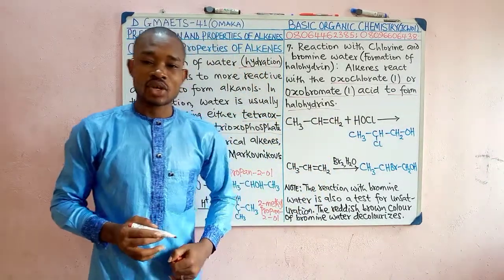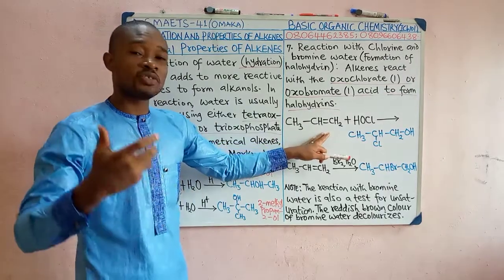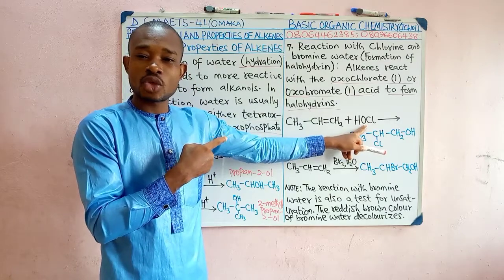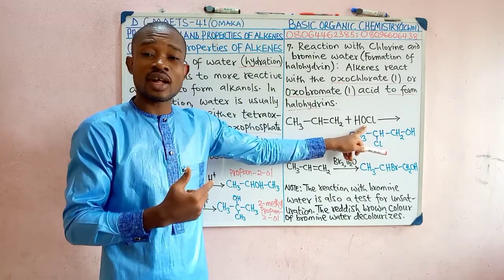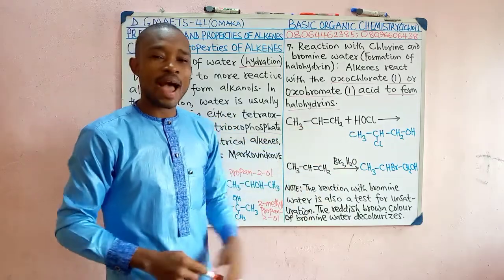Halohydrins. Okay, so let us look at these chemical reactions here on the board. The first one is the reaction of propene with chlorine water. This is how it's written actually: HOCl. Yeah, HOCl, that's oxochlorate 1 acid. During the process, what happens?